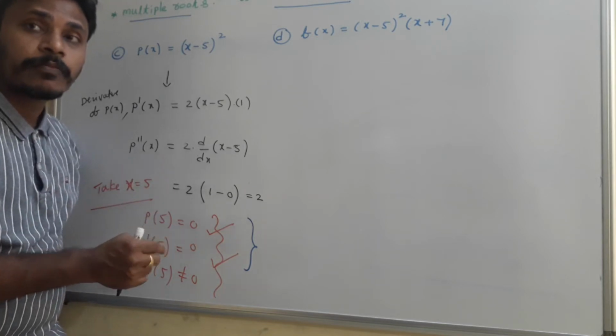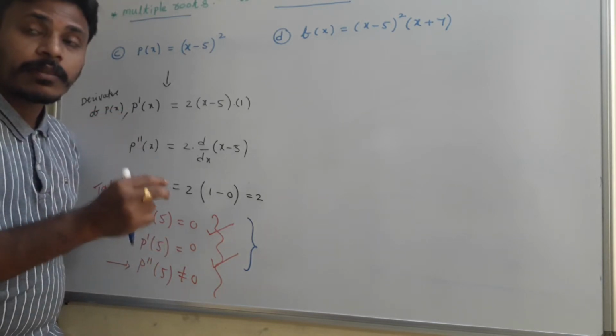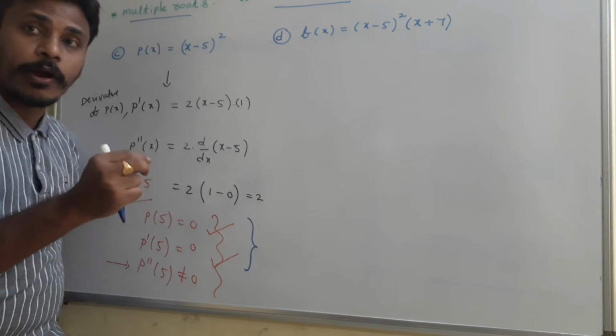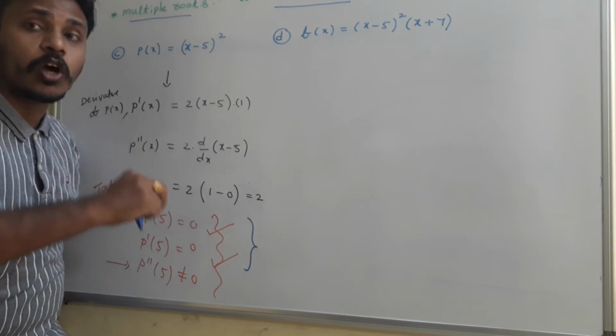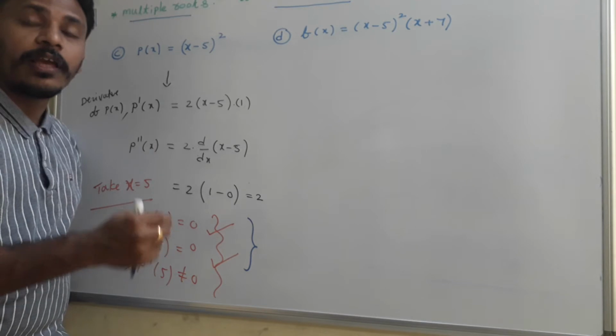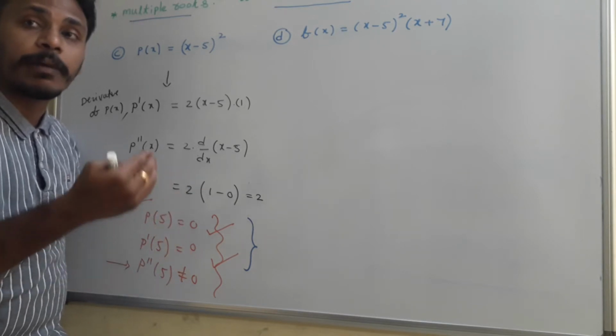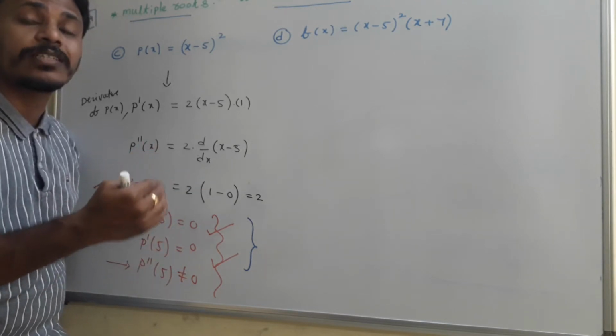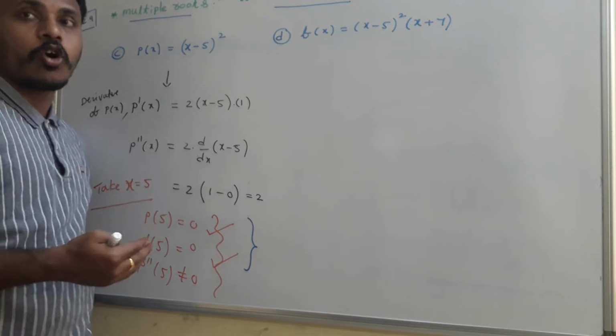In the same way, if for a polynomial its value is 0 at some point A and its derivative is also 0 at the same point A, then we say that A is a multiple root of multiplicity 2. That's the converse process. I will show you.